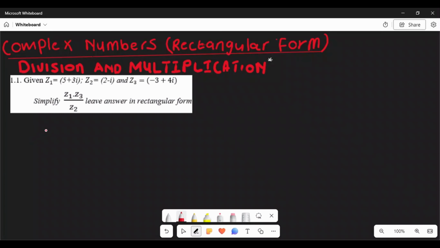Alright guys, so let's start solving this problem here. As you can see, we are given three complex numbers here. We have Z1, Z2, and Z3. They just want us to simplify them and find our answer in rectangular form. So the first thing that we must do here is to write this format here. Alright, so let's do it.